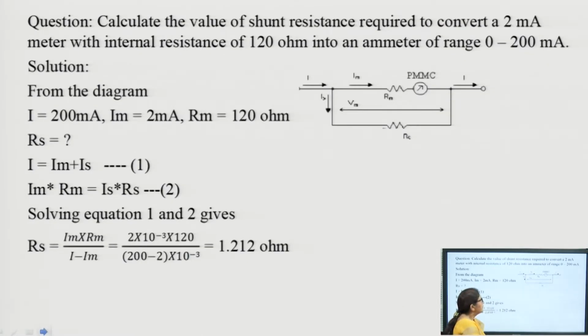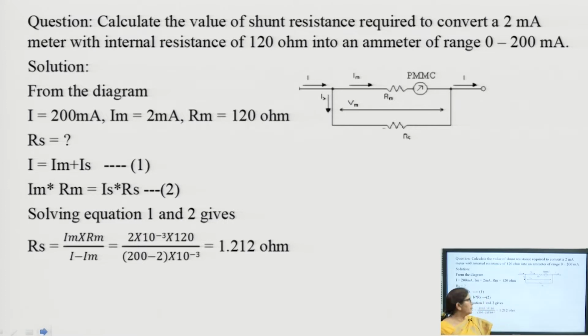There is one question: calculate the value of shunt resistance required to convert a 2 milliampere meter with internal resistance of 120 ohm into an ammeter of range 0 to 200 milliampere. It means we have to convert our meter, which measures a maximum current of 2 milliampere, into a meter that can measure 200 milliampere.